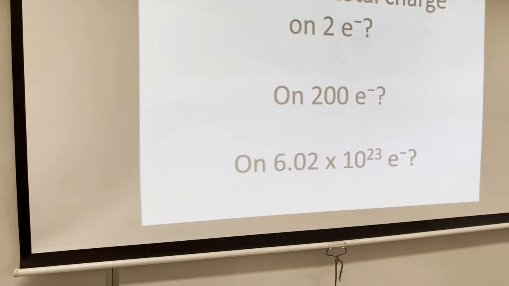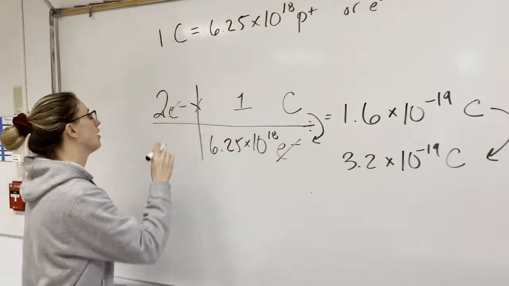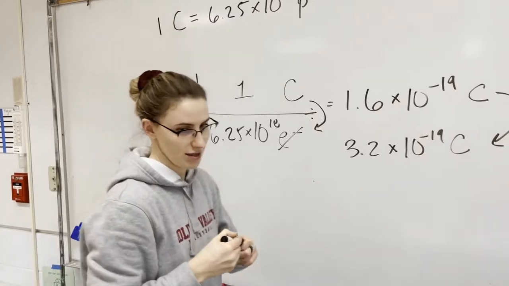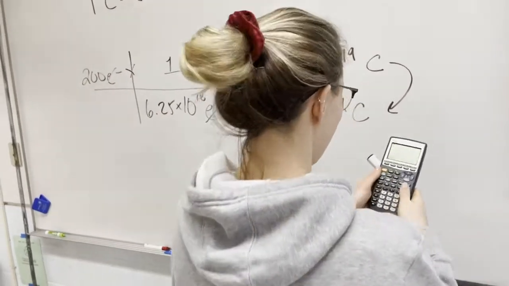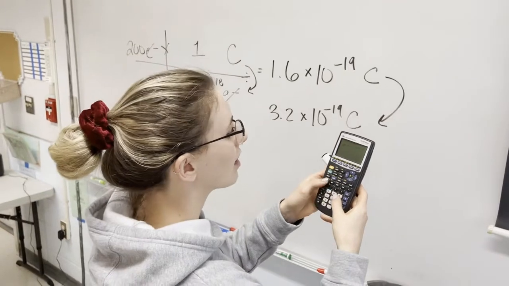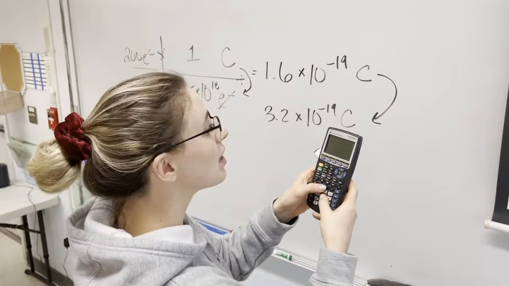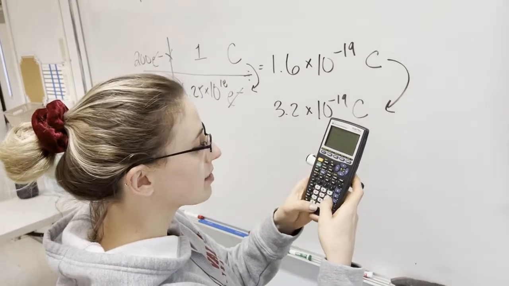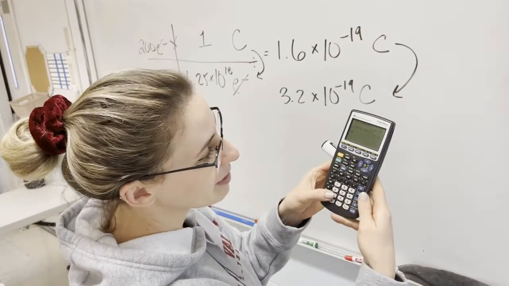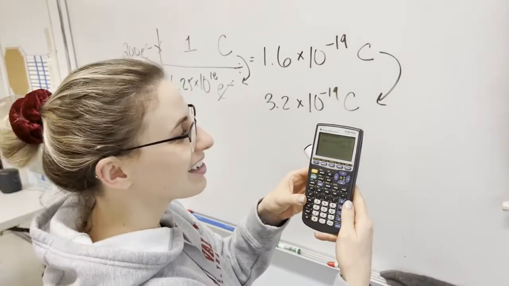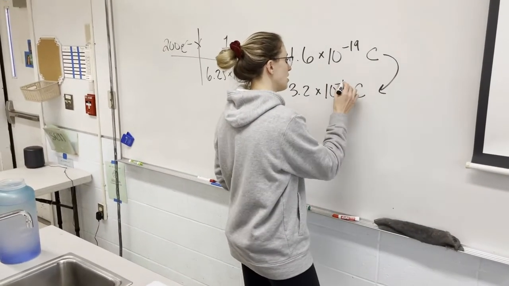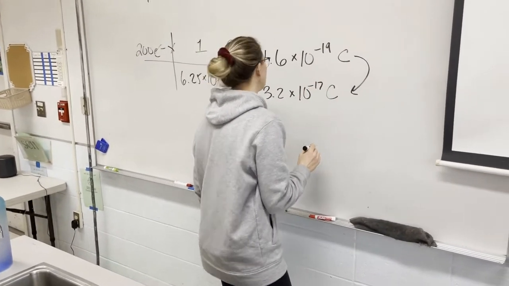What about 200 electrons? So now this becomes 200. Go ahead and put that one in the calculator. I'm going to predict that it's going to be 3.2 times 10 to the negative 17, because I got 2 more zeros. So 200 times 1.6 times 10 to the negative 19, and we get 3.2 times 10 to the negative 17th. So now it's to the 17th.